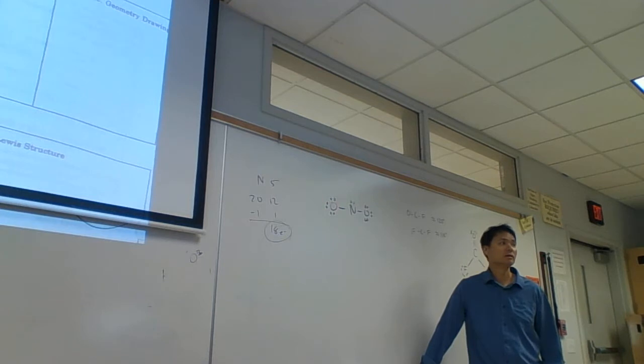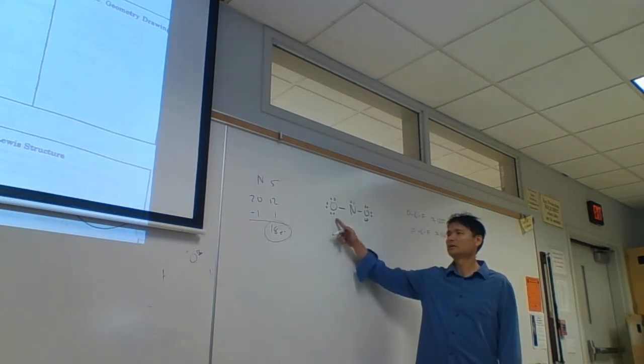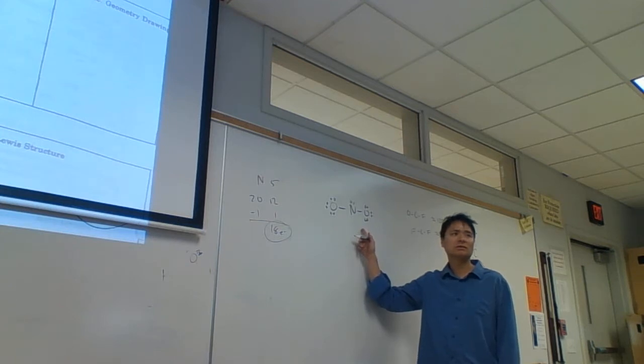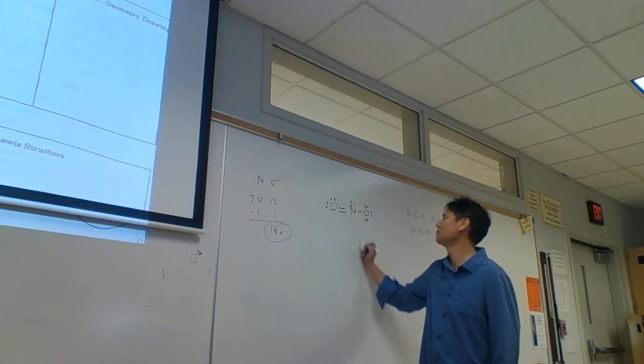Does this look good? No. The problem is nitrogen. What's wrong with nitrogen? Octet. And so, who's going to sacrifice? Oxygen 1 or oxygen 2? Does it matter? No. So let's pick oxygen 1. If oxygen 1 sacrifices, we end up with this structure.